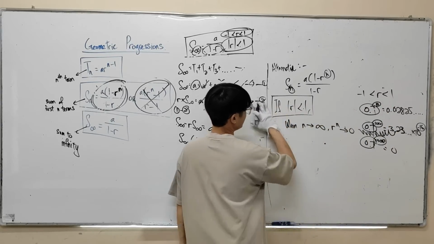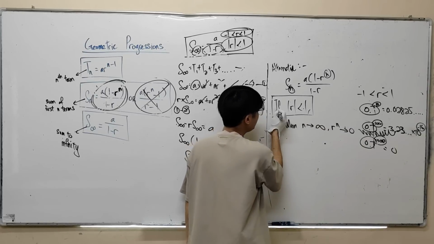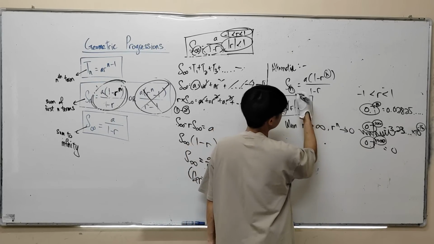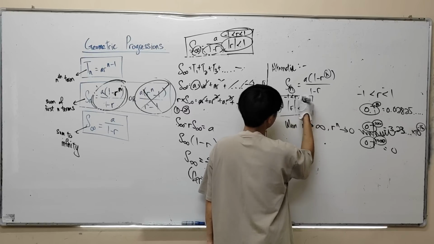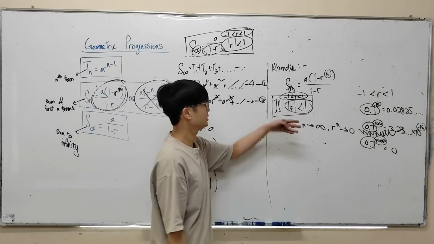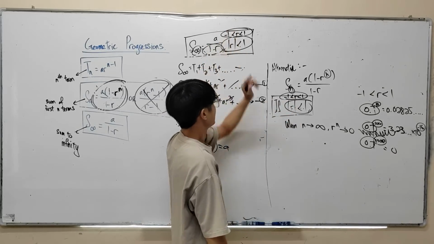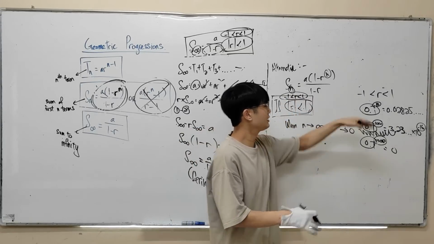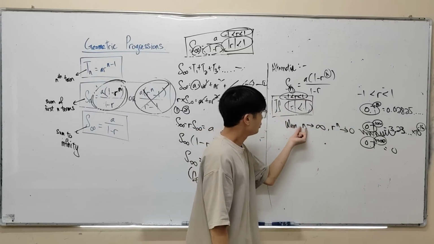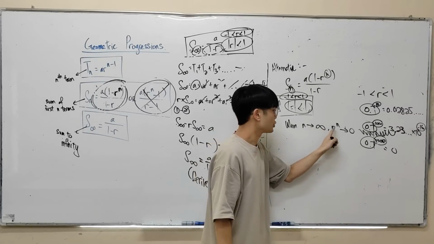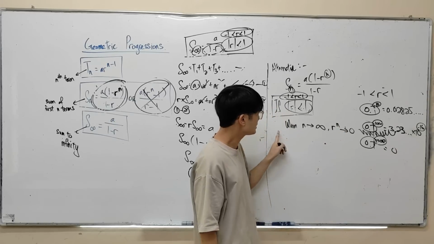That is why here I write only if your r is modulus r less than 1. Modulus r less than 1 means your r is in between negative 1 and 1. This one and this one have the same meaning. So if your r is in between negative 1 and 1, which means your r is like 0 point something, and you make the n a very big number, like infinity, then for sure your r power n will be 0. So now you understand what I write here?